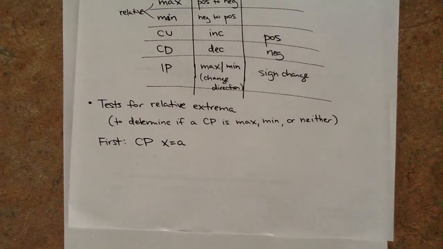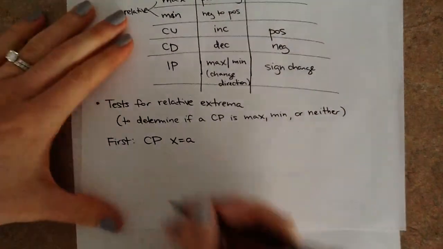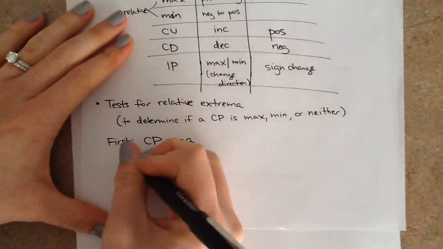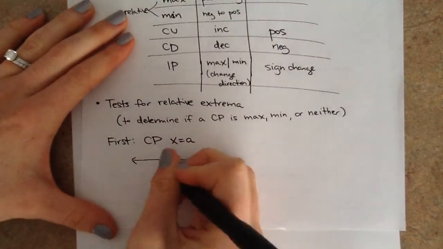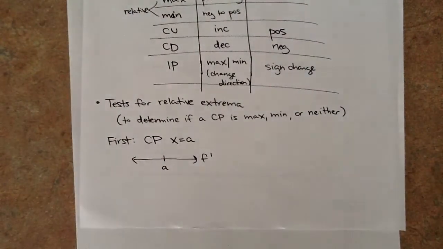How do we use the first derivative to tell us whether a critical point is max, min, or neither? Sign charts. Yeah, so we're going to set up a little sign chart. They're always f prime sign charts. And we're going to use a sign change to tell us whether A is a max, min, or neither.